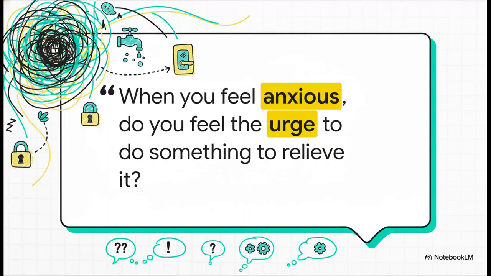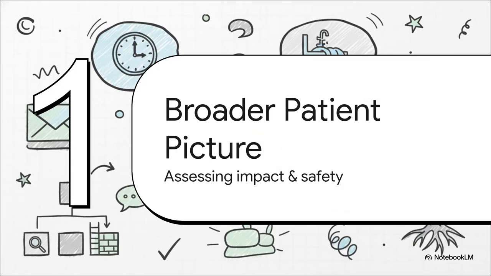And here's a great way to phrase that. You're directly linking the feeling of anxiety to the urge to act. And then, by offering a specific example like hand washing or checking things, you're giving them a huge clue. It can help the patient recognize their own compulsive behaviors, which, believe it or not, they might not have even labeled as such themselves.